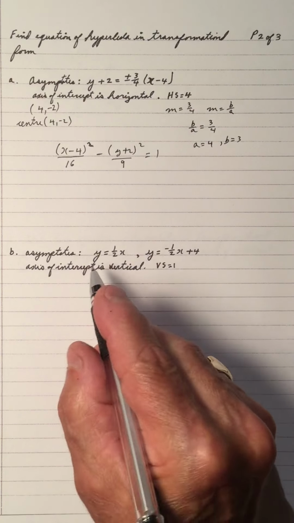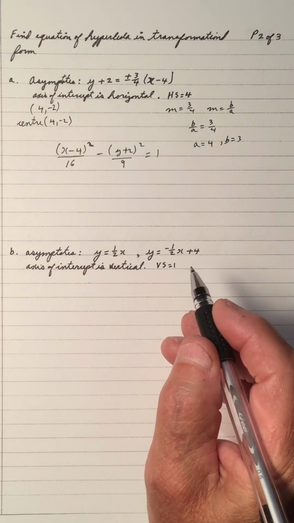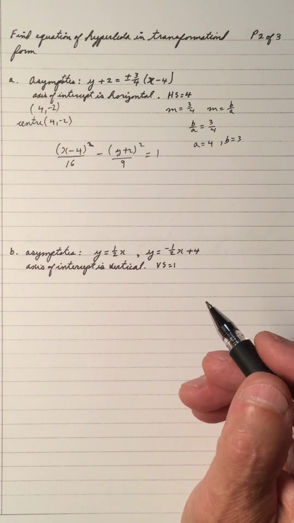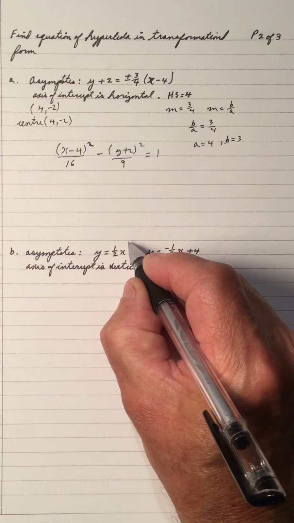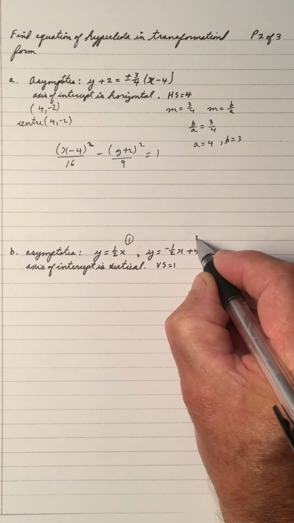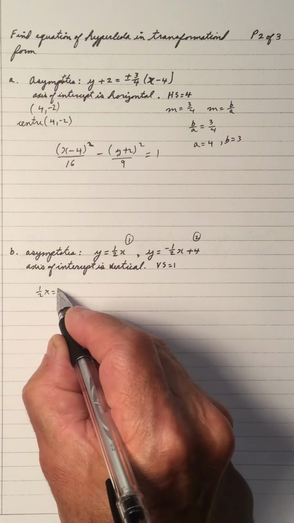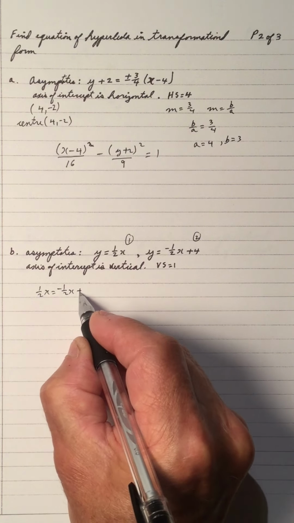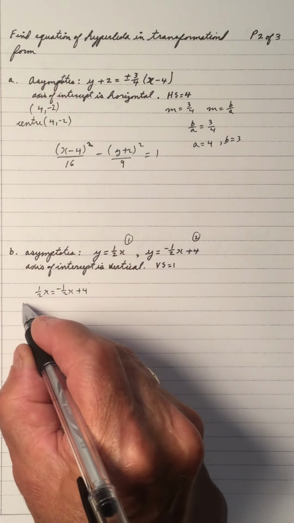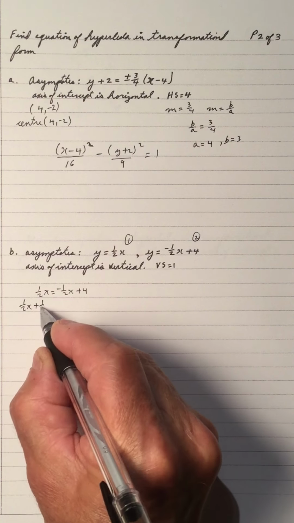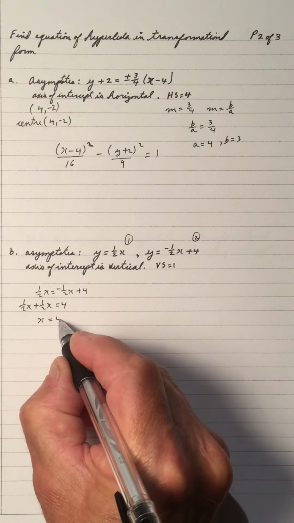This time we have the asymptotes broken up into two equations. So notice the asymptotes intersect. So if we take the two equations, this is equation 1 and this is equation 2, and we let a half x equal negative a half x plus 4, if we solve these two equations, like solving a system of equations, we'll find where they intersect. So a half x plus a half x equals 4. Half plus a half is 1, so x equals 4.